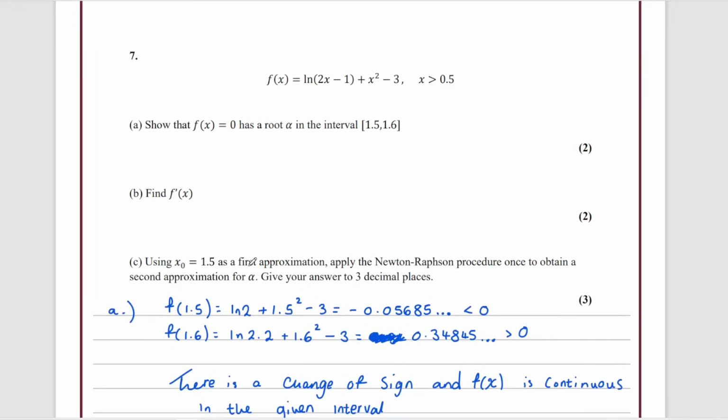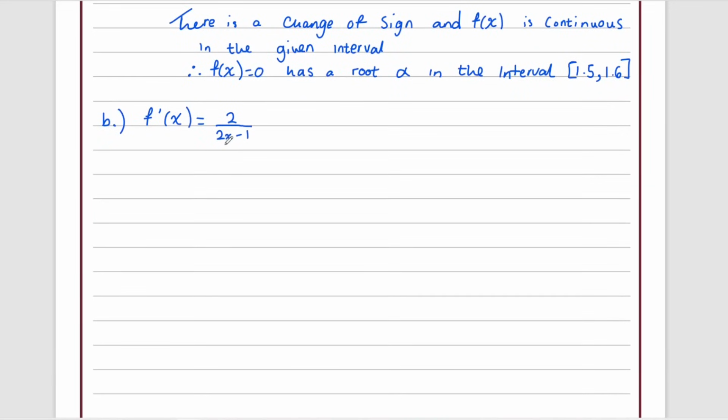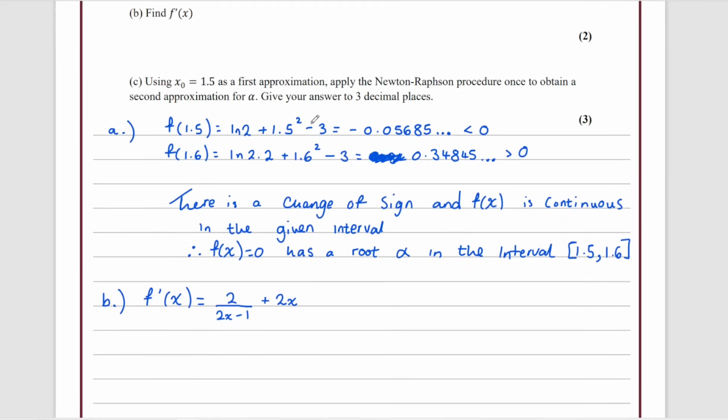Then my next term here is x squared. If we differentiate that, we get 2x. And for the minus 3 here, well, that is a constant. Remember, when you differentiate a constant, the result will always be 0. So we just get 2x to finish with. We get 2 over 2x minus 1 plus 2x. Okay, and there we have it. So that is the solution to part B.